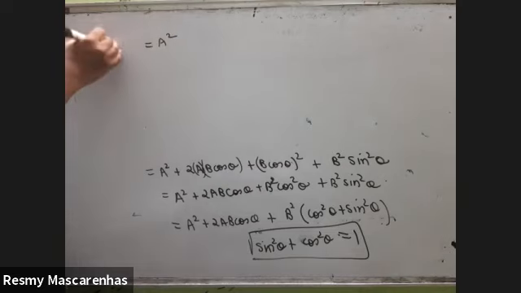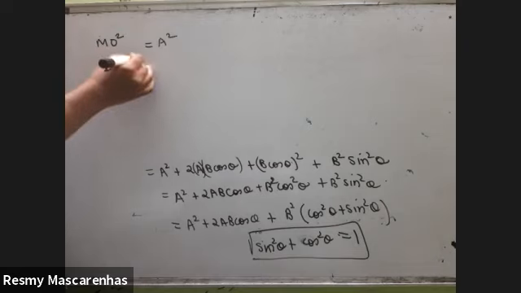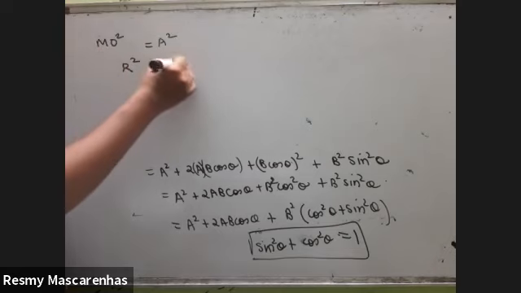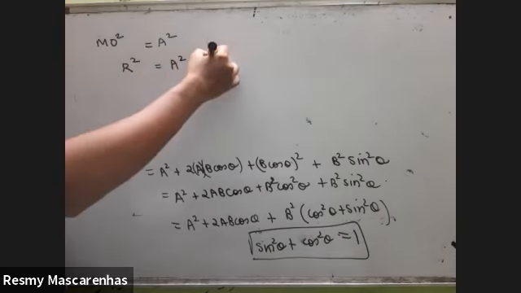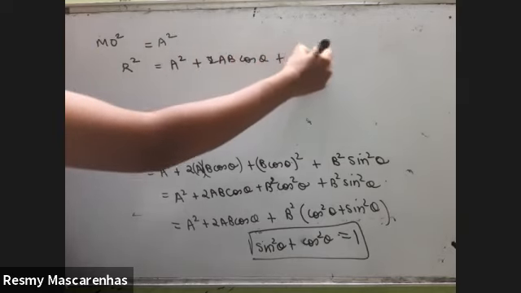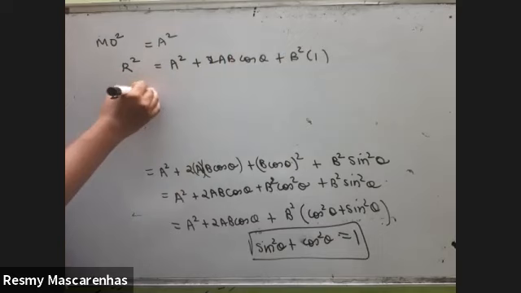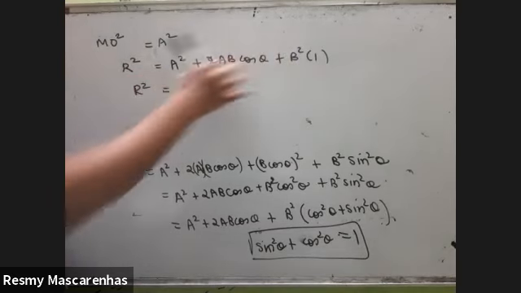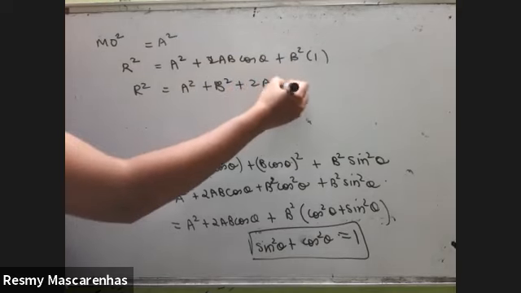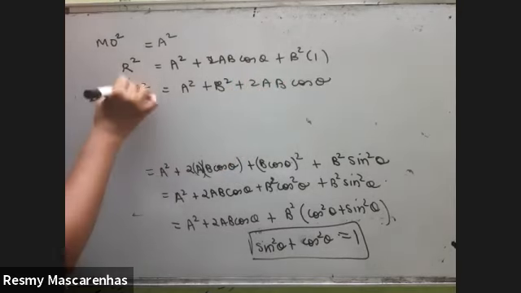This side was what? MO square. MO is nothing but you can put it as R. It was the diagonal, no? MO was your R. Cos theta, this is 1. So the answer is the same thing. I'm just writing B square first. So this is the formula which we had written for the resultant, and which you have to know by heart also.